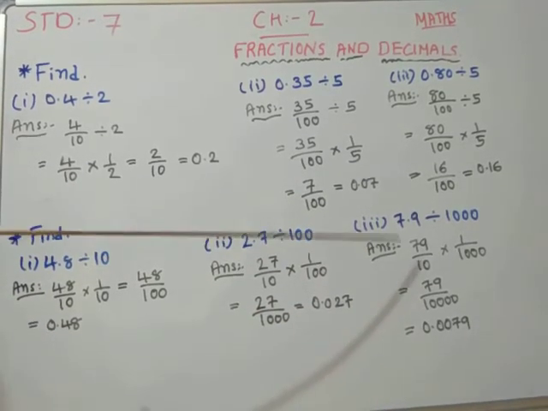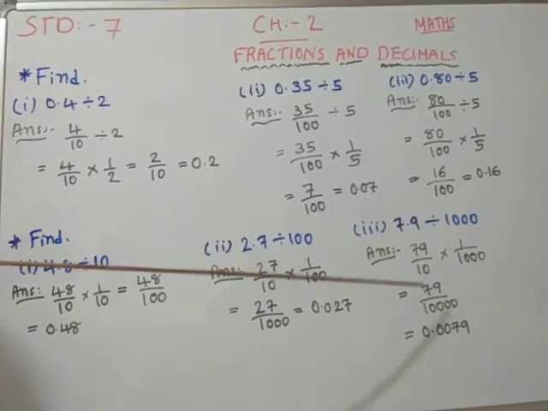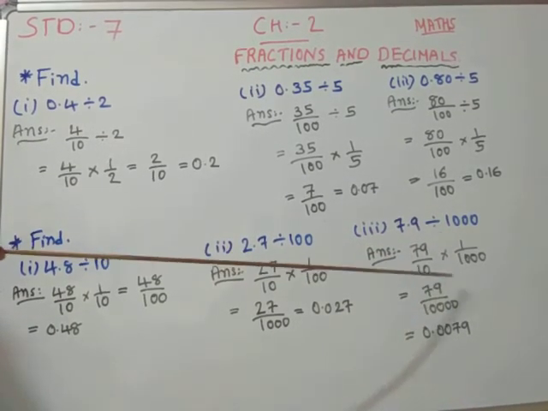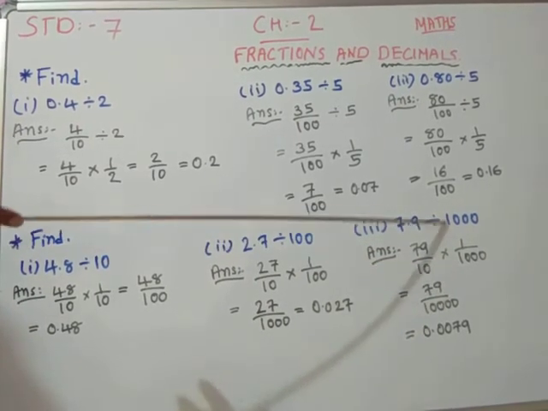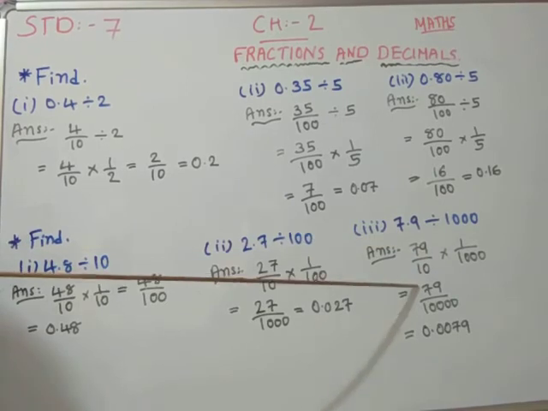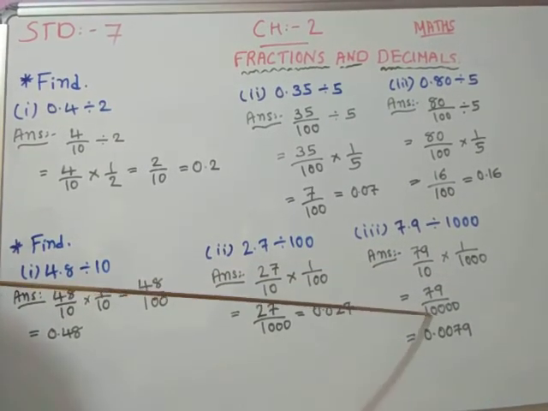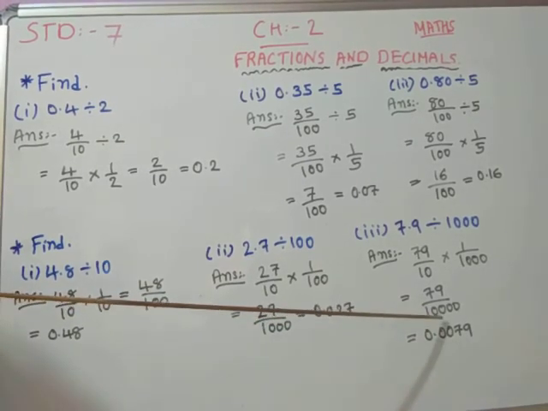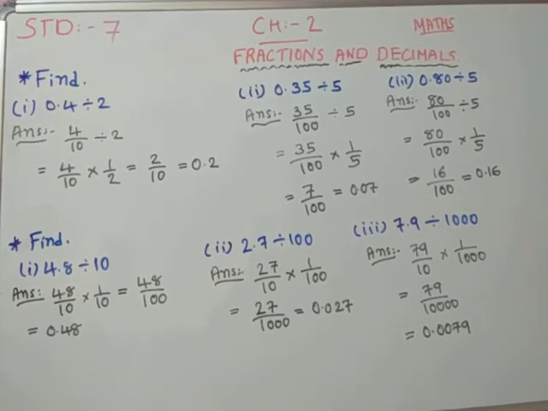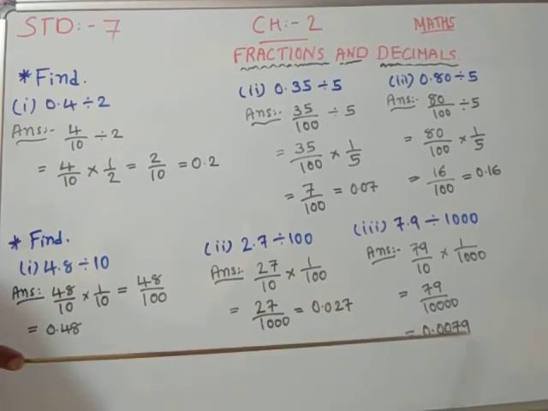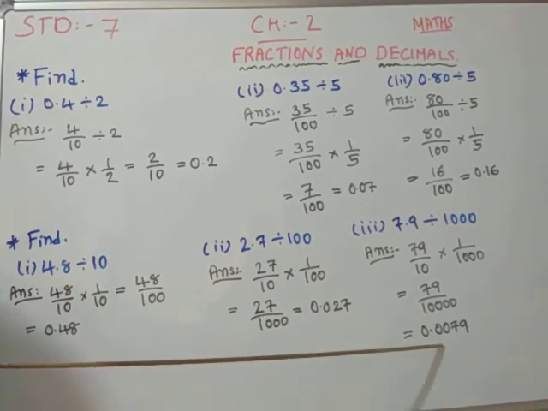Now the third one, 7.9 divide 1000. First convert into simple form: 79 by 10. Put the reciprocal of 1000 and the multiplication sign instead of division. So it's 79 by 10 multiply 1 upon 1000. Now 10 multiply 1000 is 10,000. So here below there are 1, 2, 3, 4 zeros. So you have to put the decimal point from the right hand side, count 4 digits. So 1, 2, 3, 4, and put the point here. So your answer is 0.0079.